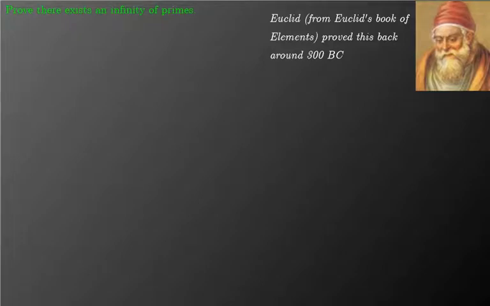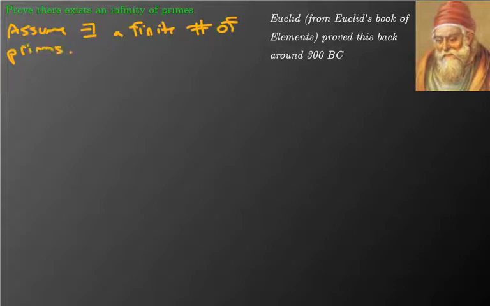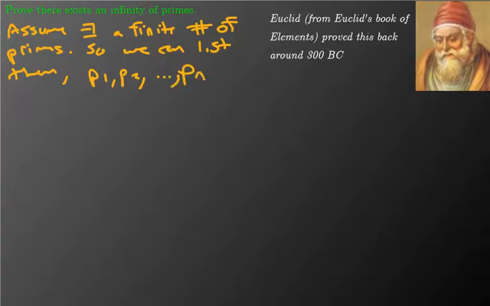So for this problem, we're going to do a proof by contradiction. So we are going to assume that there exists a finite number of primes. So we can list them. Basically, P1, P2, ..., Pn, because it's finite, it just ends at some number, n, period.